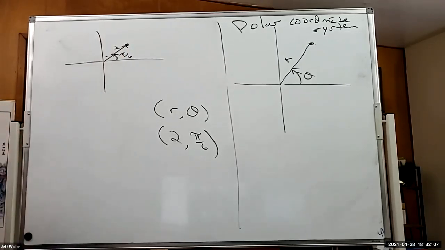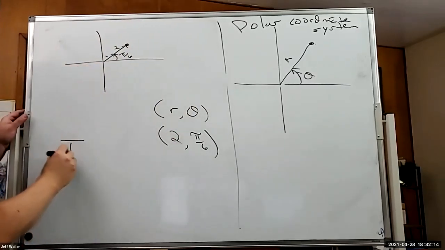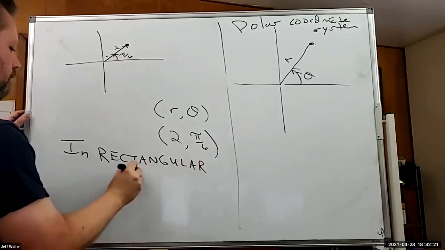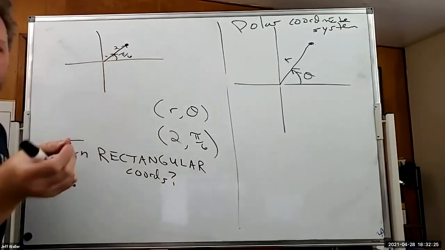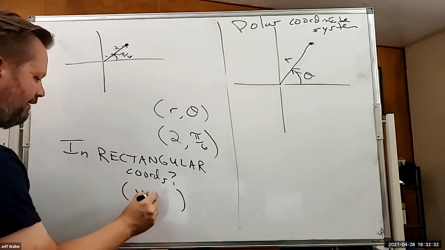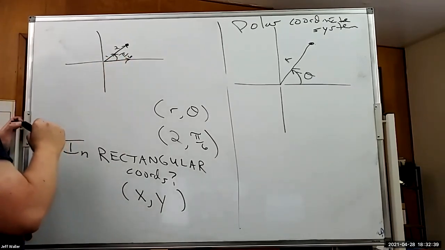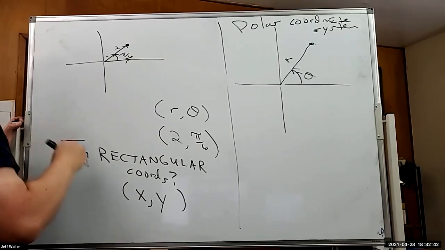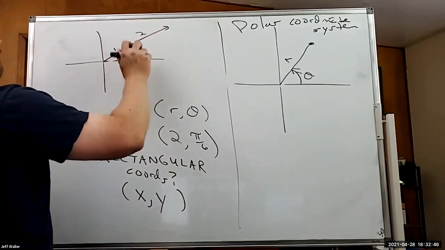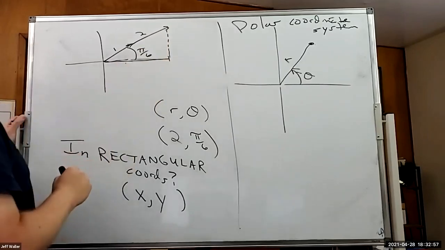Now, can somebody figure out how you can figure out what point that would be in rectangular coordinates? What two things do you need for rectangular? The x and the y. Do I have a way to figure out what this x is? Maybe I can draw this a little bigger. 1, 2, and pi over 6. Okay, there we go. So can I figure out what this x is, and what this y is?